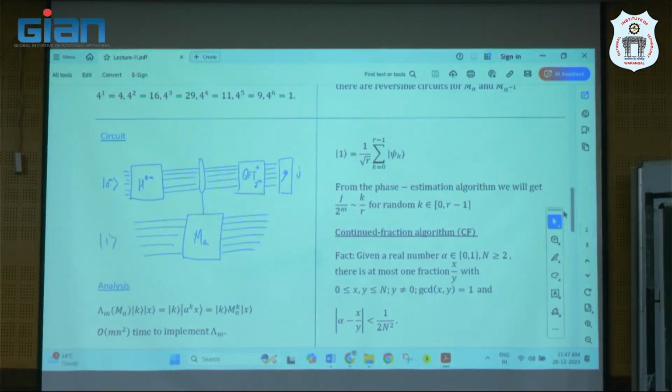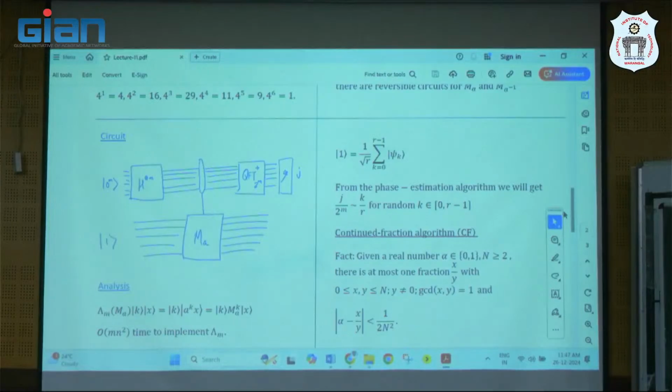Now, from here, how do we get to know what we have to find out? Our intention is to find r. Remember, we don't even know what k is, because it has been done for some random k. We don't even know k. We get to know this j. Our intention is to find r. So for this, we use what is known as the continued fraction algorithm.